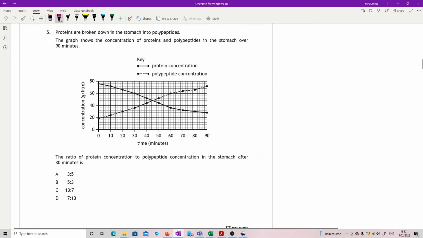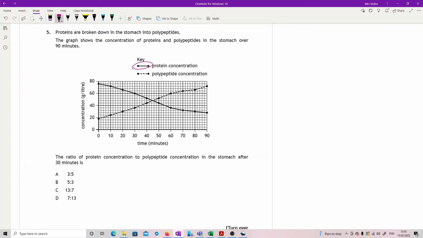We've got a graph. Two different lines in the graph, which makes it reasonable for your level. Okay, proteins are broken down in the stomach into polypeptides. The graph shows the concentration of proteins and polypeptides in the stomach over 90 minutes. So we've got our time going across. We've got our protein concentration, which is our solid line, and you can see that falling. And the polypeptides are increasing.